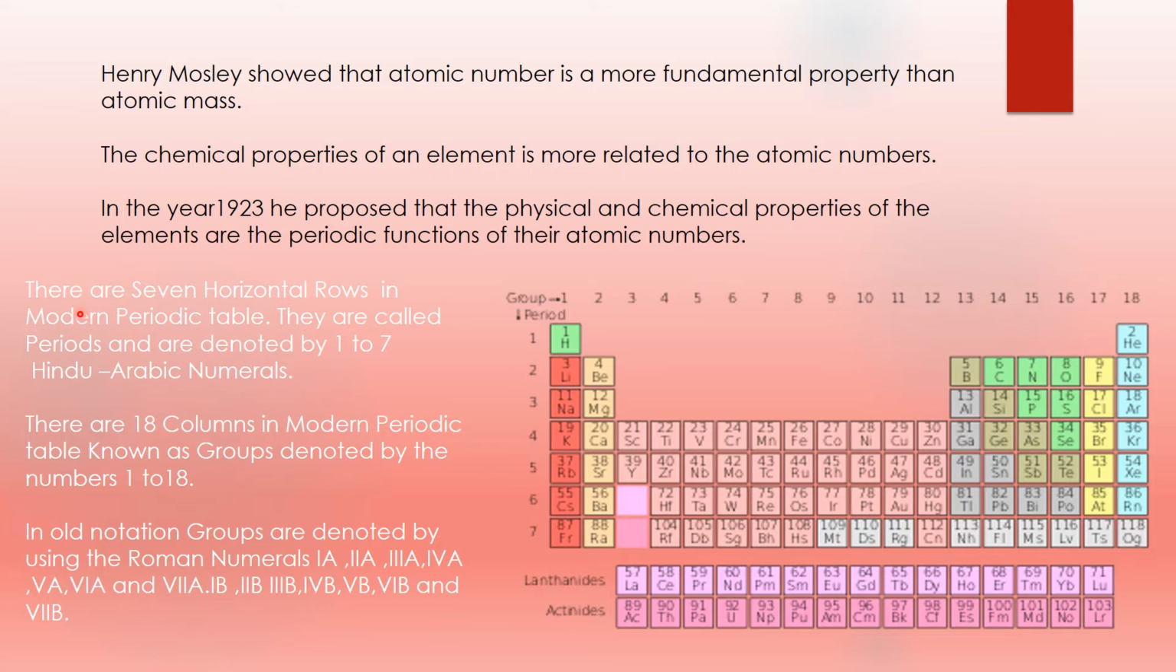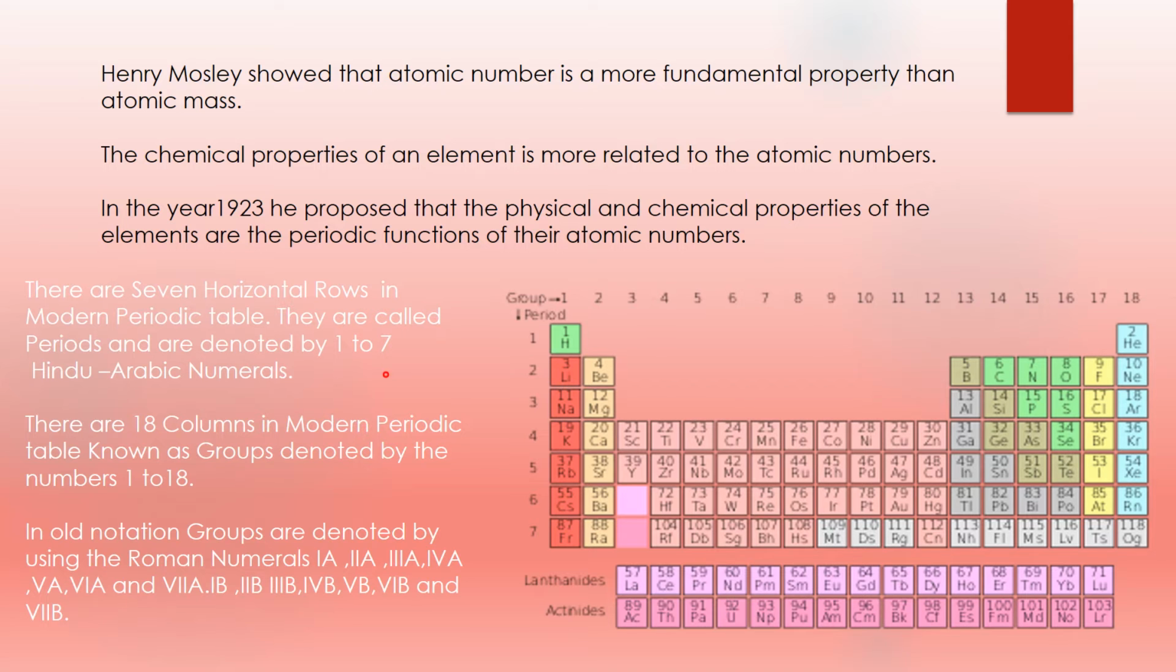How many rows are there? There are 7 horizontal rows in the modern periodic table or long form periodic table. They are called periods and are denoted by 1 to 7 Hindu-Arabic numerals. See this one. This is the first period, this one is the second period, and this is the third period. Observe this one: fourth period and fifth period. This is the sixth period and this is the seventh period. Altogether 7 horizontal rows are there. Each row is called a period. Are you clear about that one?